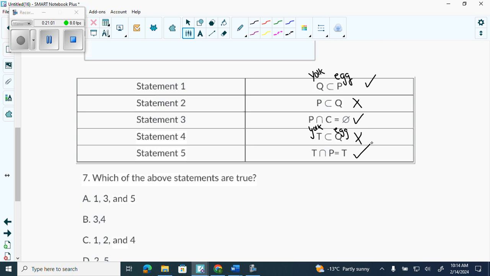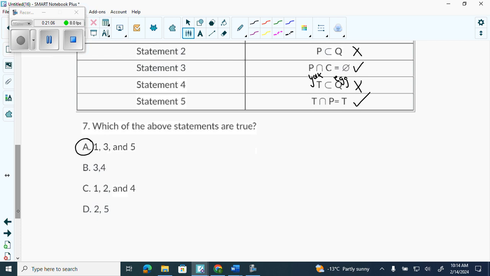So it's 1, 3, 5, which is it. Okay, then we're flipping over.